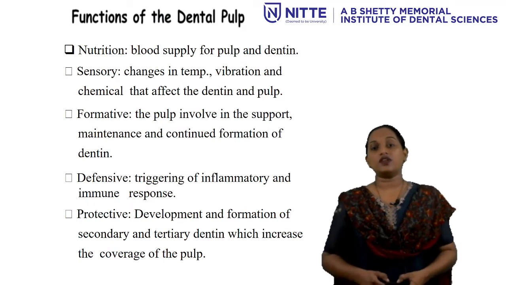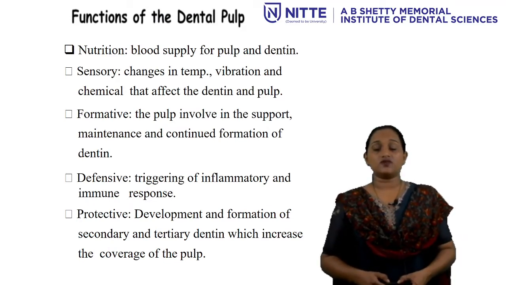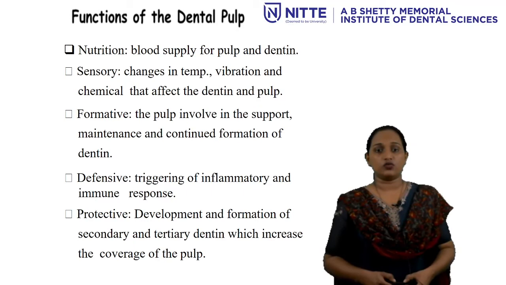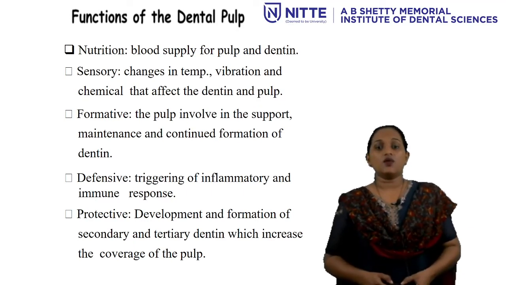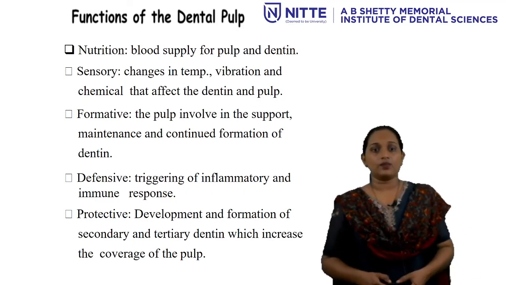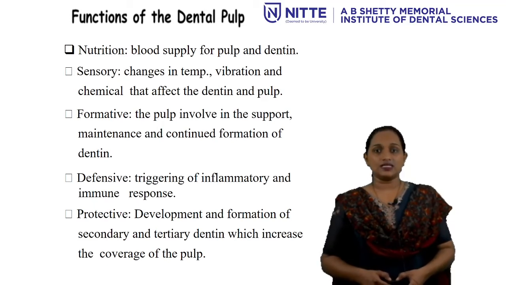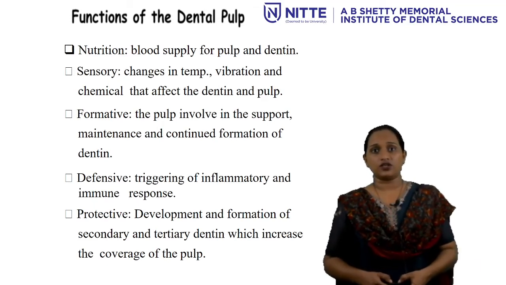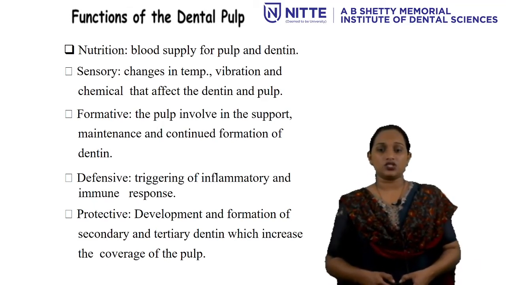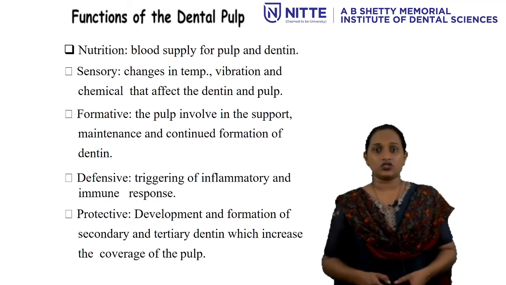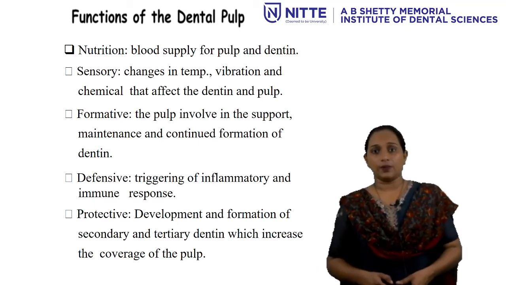Coming to the functions of the dental pulp, there are these functions which are very important for the functioning of the tooth. That is the nutrition, where the blood supply is mainly from the pulp and the dentin. Coming to the sensory function, any change in temperature or vibration or any chemical irritation affects the dentin via the pulp.